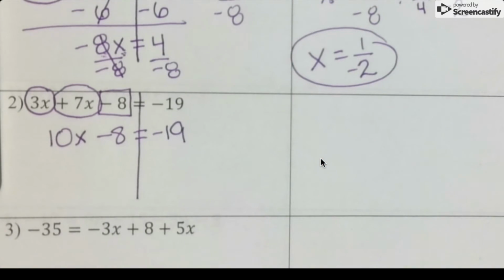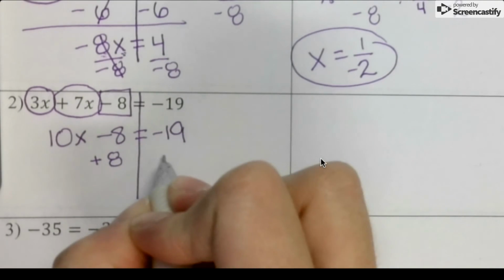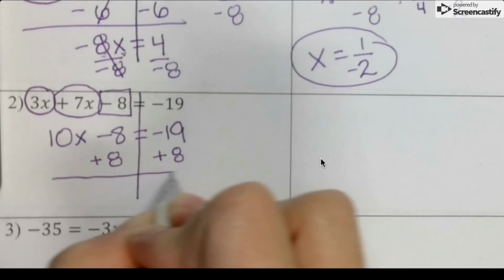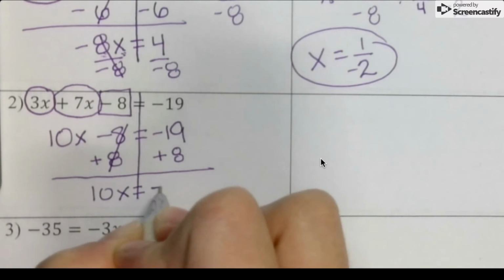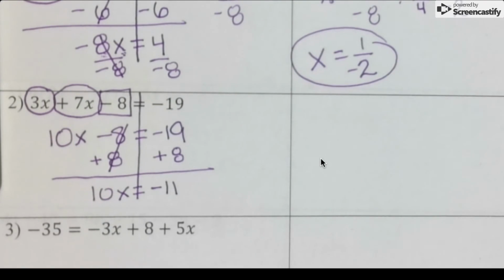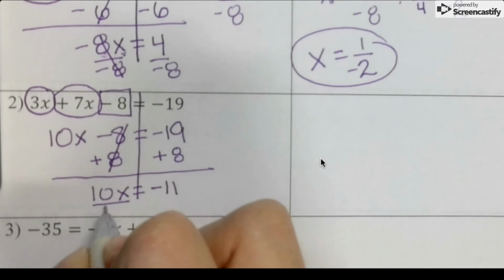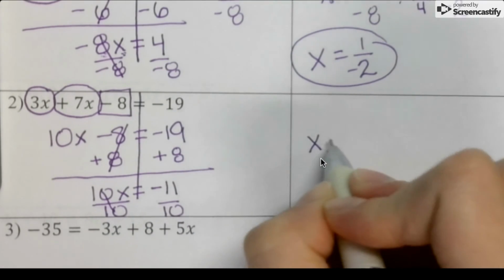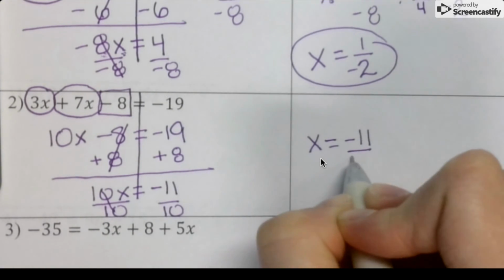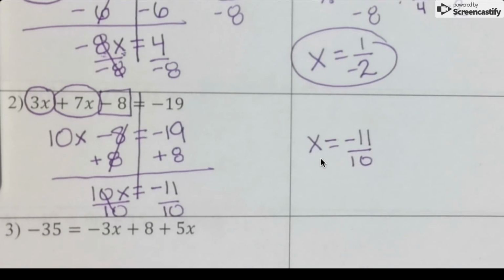Again, looks just like the two-step equations that we've been working on. So I'm going to add 8 on both sides. 10x equals -11. Undo that marriage. I'm going to divide. So I have x equals -11 over 10. And can I reduce that fraction like I did the other one? No. I could change it to a mixed number, but I'm just going to leave it.